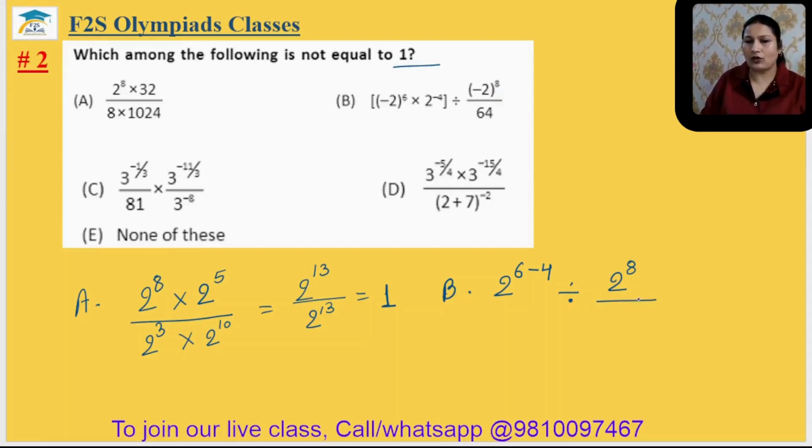Upon 2 to the power 6. Now 2 to the power 2 divide by 2 to the power 8 minus 6. Power will be subtracted as the bases are same and it is in the form of division. So power will be subtracted. So 2 to the power 2, 2 to the power 2. Answer should be 1. B will not be the answer.